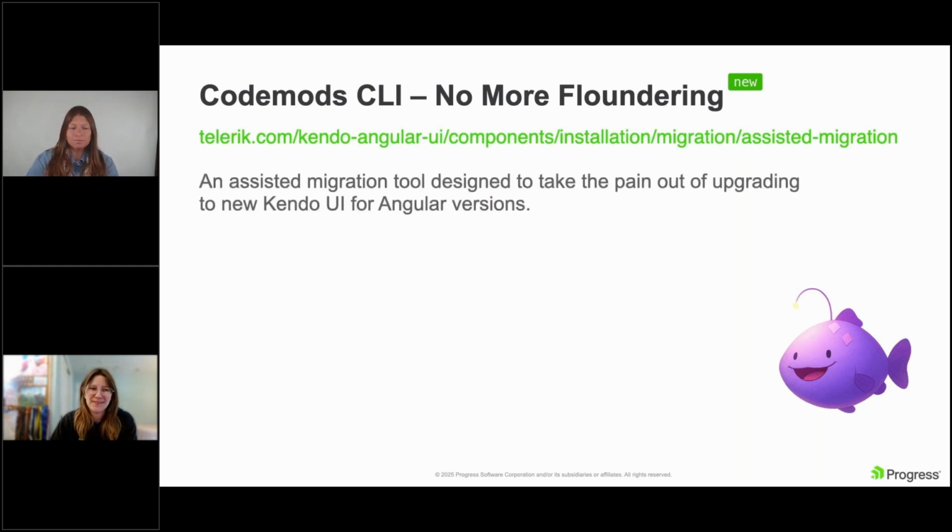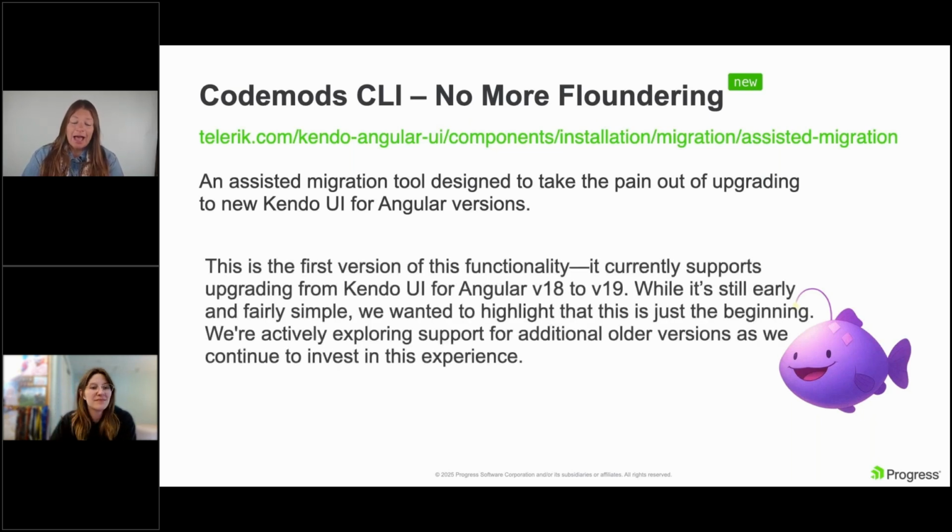Codemods, however. For those maybe new, the CLI is just a migration tool. But this one is designed to take the pain out of upgrading to new Kendo UI for Angular versions. I do want to warn you, this is only for V18 or V19, but it's still early. The team is working actively right now on supporting older versions as they continue to invest in the upgrade experience. So check those out if either of those are versions that you need to migrate from. And again, that's in the docs at Components Installation Migration Assisted Migration.